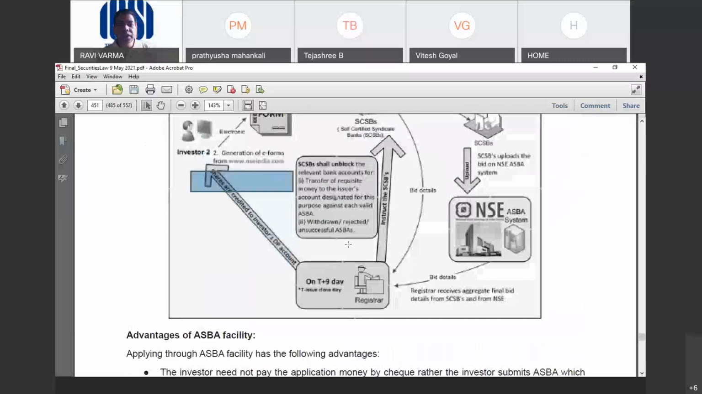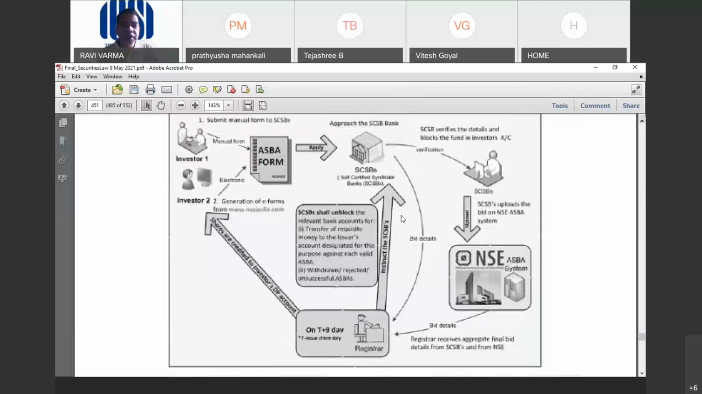On the other side, on this tab, they will request the Self-Certified Syndicate Bank: since we are giving the shares, please release the amount to the company. And what if we are not giving the shares? I will not do anything, because this money will remain in the bank only, as the person has not got the shares. This process is called ASBA.